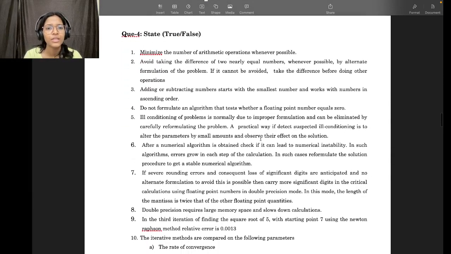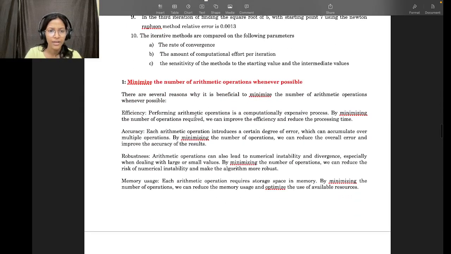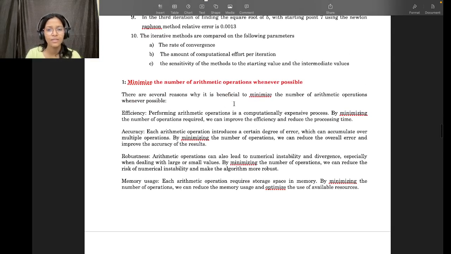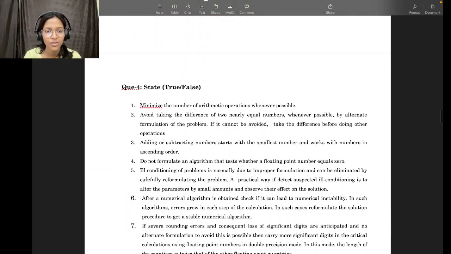Now coming to the fourth question, that is true or false. The first statement is: minimize the number of arithmetic operations whenever possible. It is true. We can minimize the number of arithmetic operations whenever possible. There are several reasons why it is beneficial: the first one is efficiency, second one is accuracy, third one is robustness, and fourth one is memory usage. So the first statement is true.